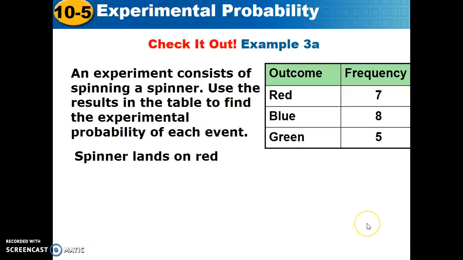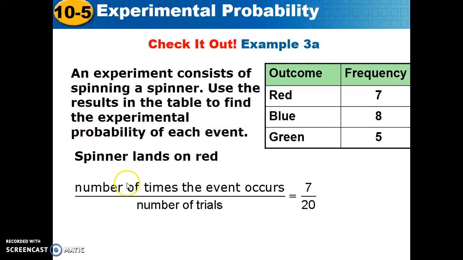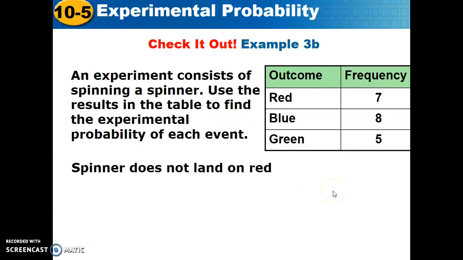Example 3A. We want to know, in this experiment, what's the probability that the spinner lands on red? Make your calculations and come back and check to see that you got the right answer. So we want to figure out the experimental probability the spinner landed on red. On red, 7 out of 20 total number of trials. 7 out of 20 is our experiment.